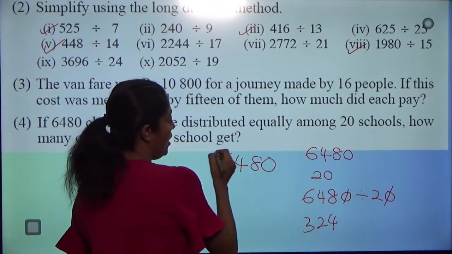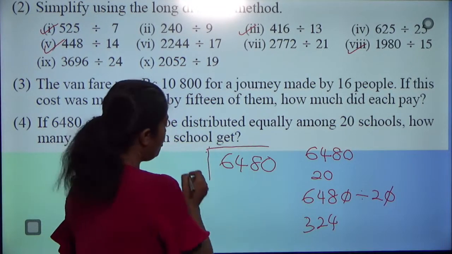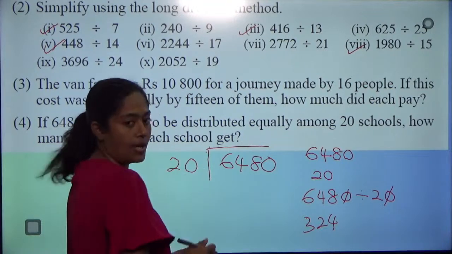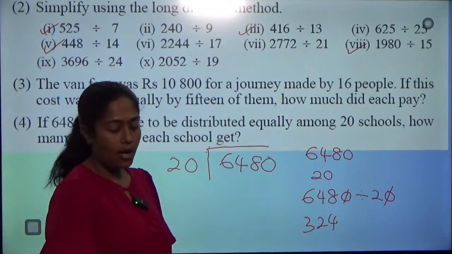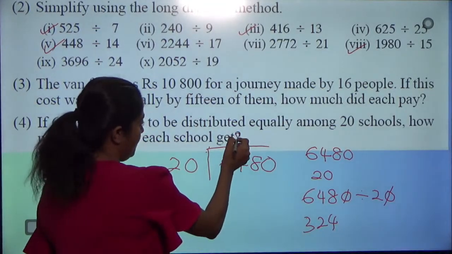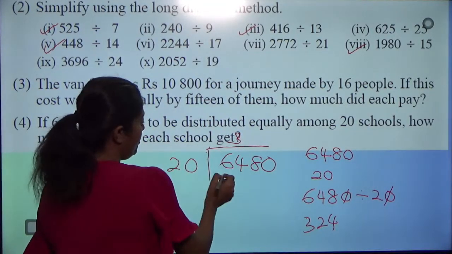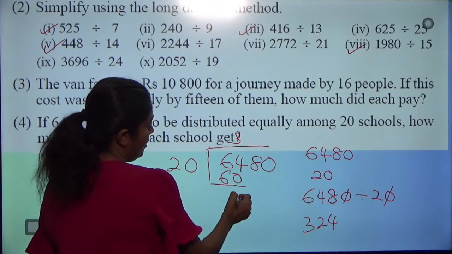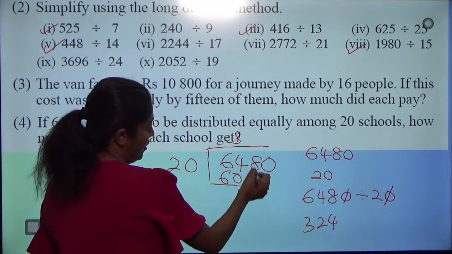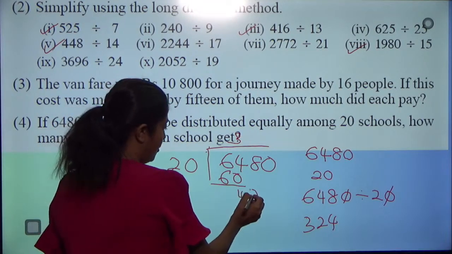6480, you have to divide by 20. So, we have to check how many 20s are there in 64. How much? 3. Then 3 into 20, 60. Then you have to subtract, then 4. Then you have to take this 8 all together.